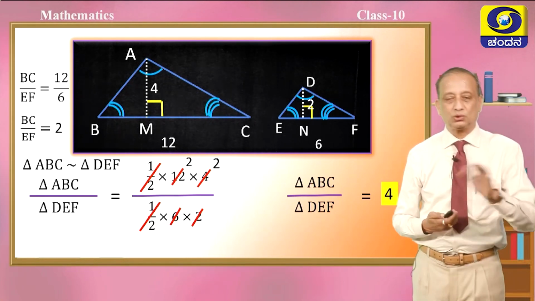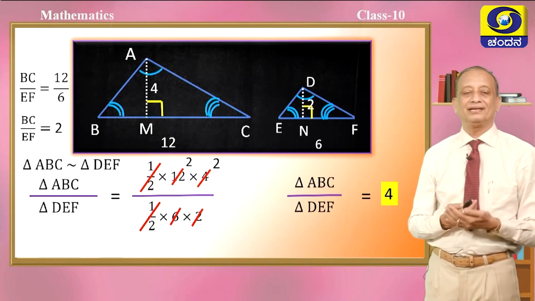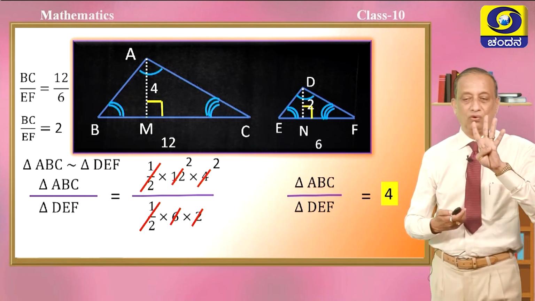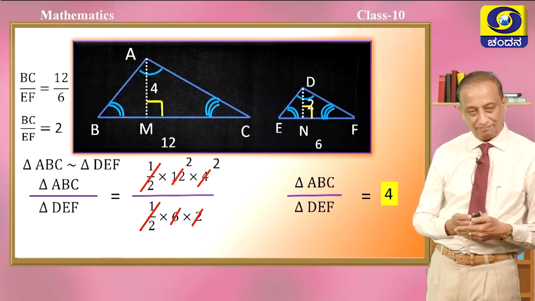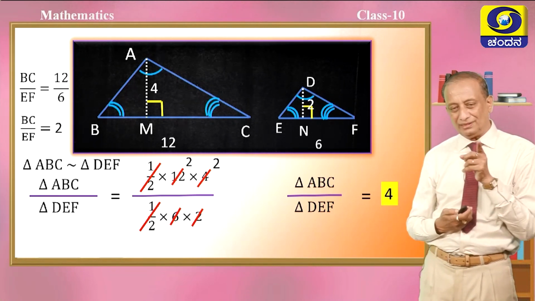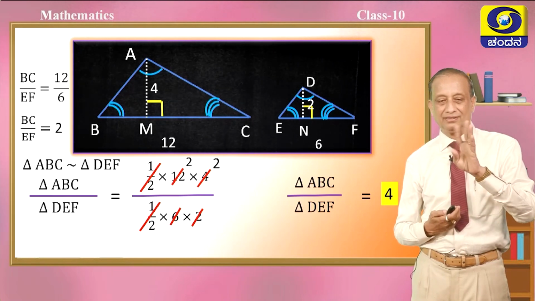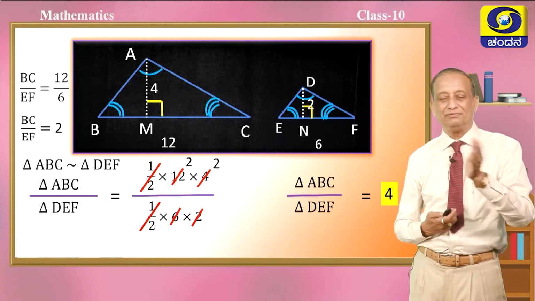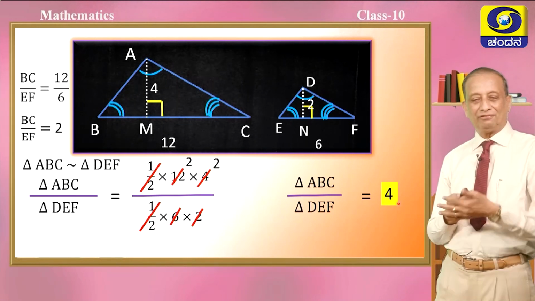When BC is twice EF, then according to this, area of triangle ABC will be 4 times bigger than triangle DEF. So, observe the ratio between the corresponding sides, it is 2. The areas is 4 times. Can you make any relationship between 2 and 4, children? When you square 2, you get 4.